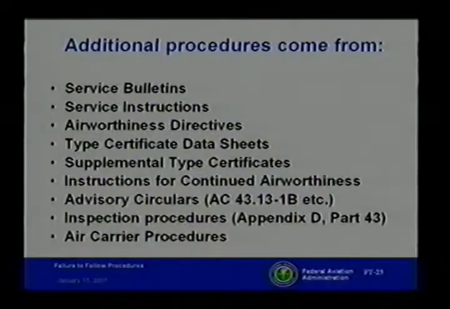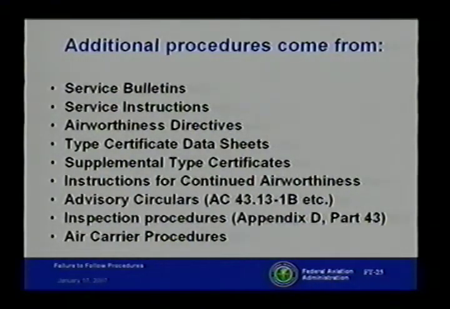We have some additional procedures that you can use when you're doing these. And these come from other items, such as service bulletins, service instructions, airworthiness directives, type certificate data sheets. There's a whole list of them, such as advisory circulars. And then the following one is air carrier procedures. Now, we're talking about failure to follow maintenance procedures, which involves both general aviation and air carrier. So we have the air carrier procedures, which are found in 14 CFR Part 121.367. And the thing that you need to remember there, you go through this whole regulation, and you get down at the bottom, and this is done in accordance with the certificate holder's manual. The air carrier has a manual system, and the certificate holder's manual is where they find the procedures for doing that.